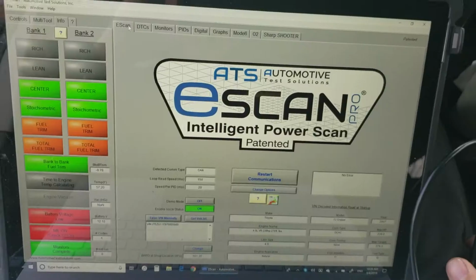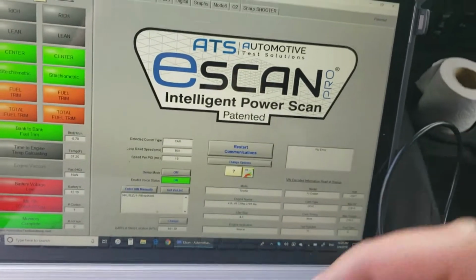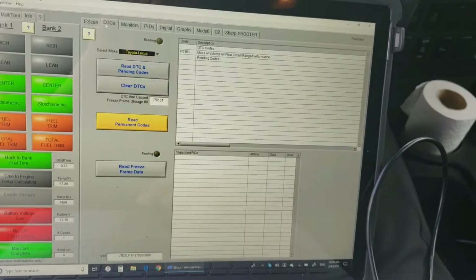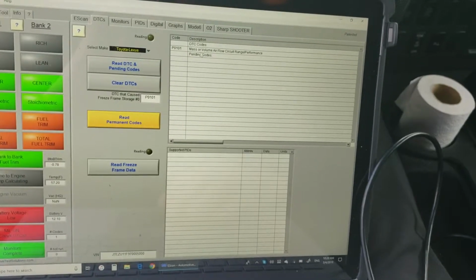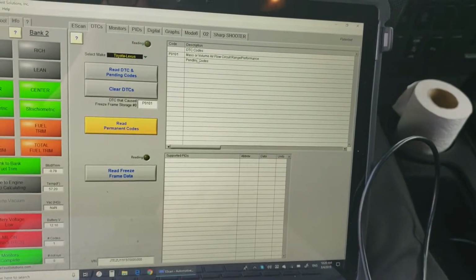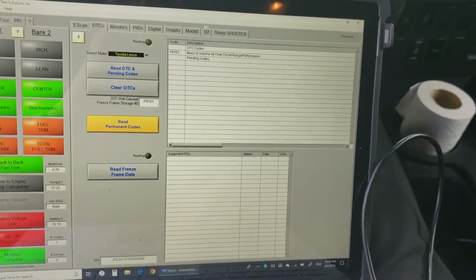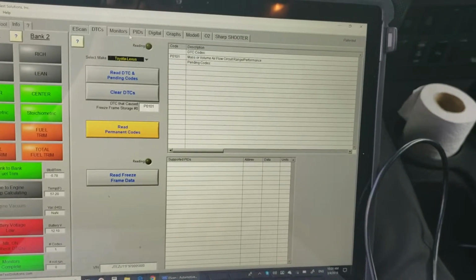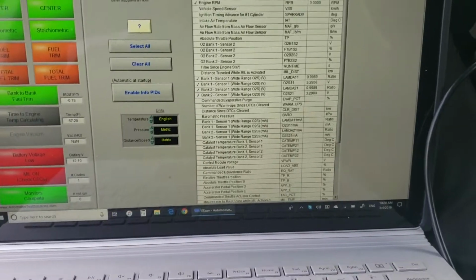So I'm going to switch to my other scanner, which is the ATS eScan. That's the best tool for drivability diagnostics. Okay, so now we switch to the ATS eScan. Just want to scan the code one more time. We are only dealing with P0101. That's the trouble code, and that will be the direction we are going after.